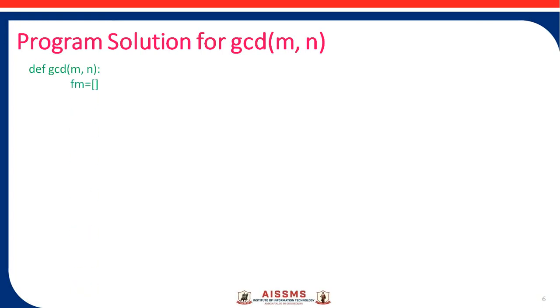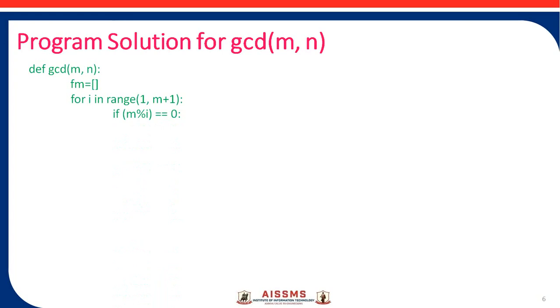In that, first we have to use one list. We know that fm is a list for collecting all the factors of m. Now, first we have to collect the factors of m, which means we are going to use this particular for loop. With the help of this for loop, we can vary that particular i value from 1 to m. This range function is very useful for varying the value of i from 1 to m.